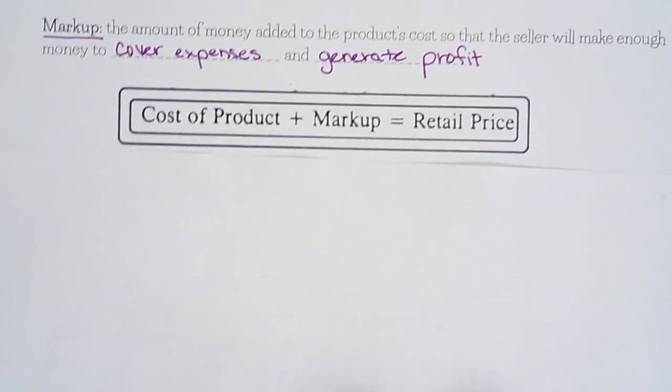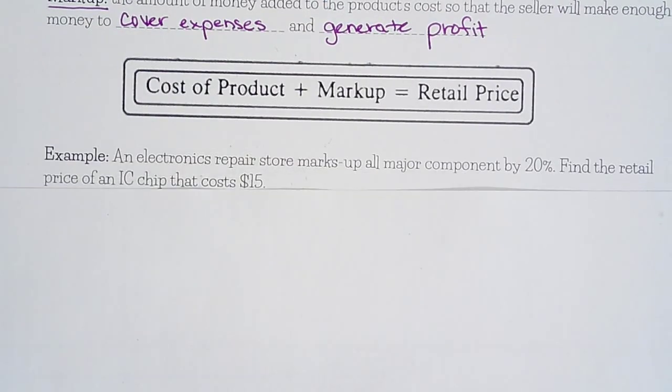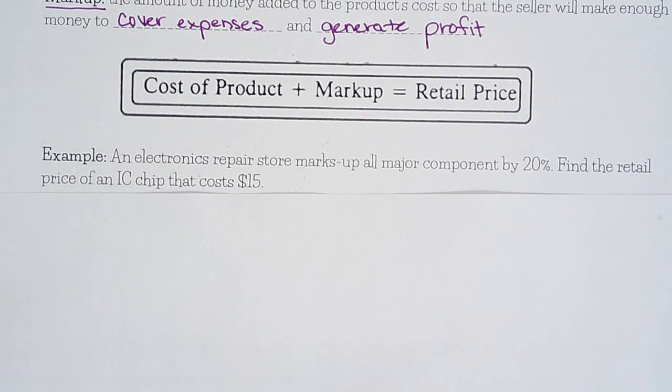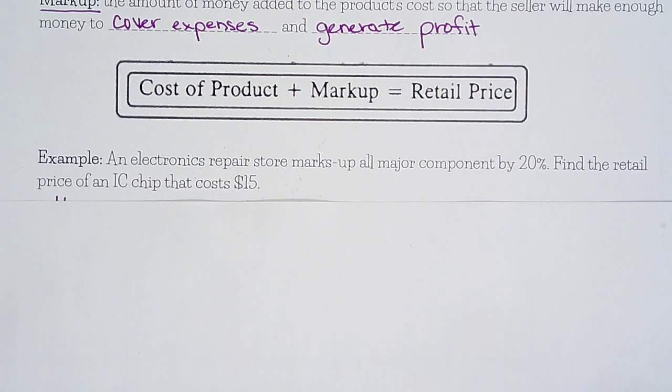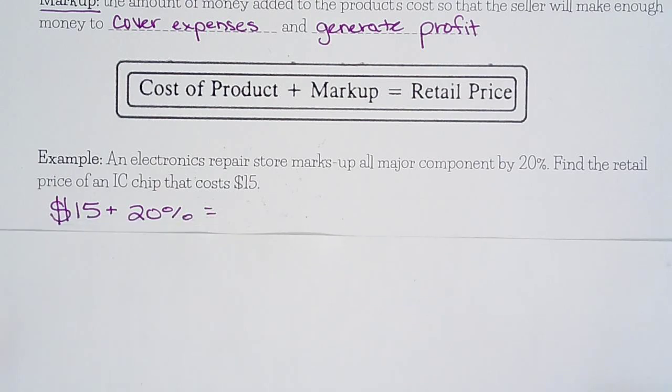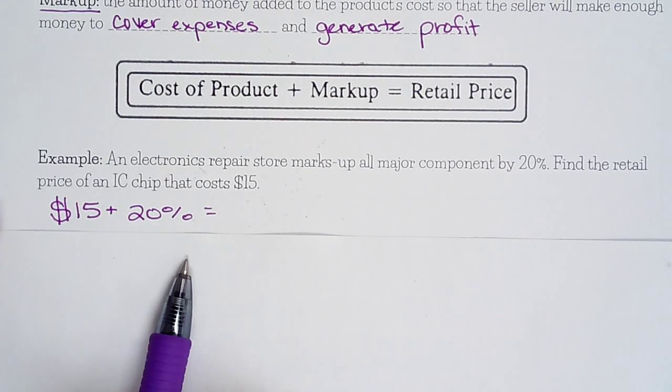So let's look at an example of this. An electronics repair store marks up all major components by 20%. Find the retail price of an IC chip that costs $15. Well, our original formula, if we follow it to a T, is going to be $15 plus 20% to equal our retail. Except we can't add dollars and percentages.